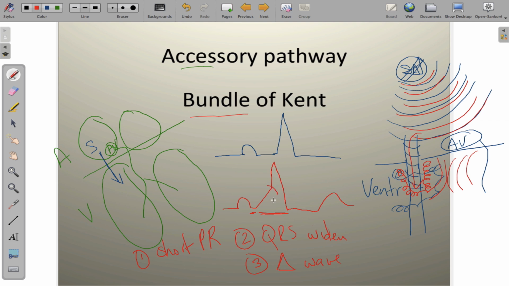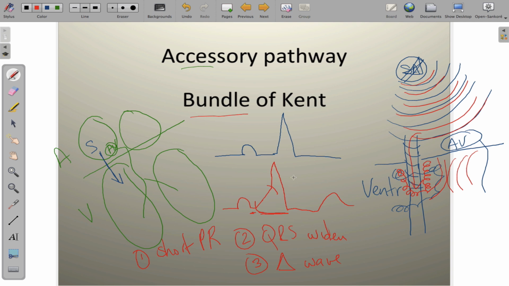The third thing that appears on the EKG is known as a delta wave, and the delta wave is this guy here. It is the wave that indicates early depolarization of ventricular tissue near the location of the accessory pathway. It's an early departure from baseline, and it tends to have a little bit of a less acute angle of departure than the QRS normally does.